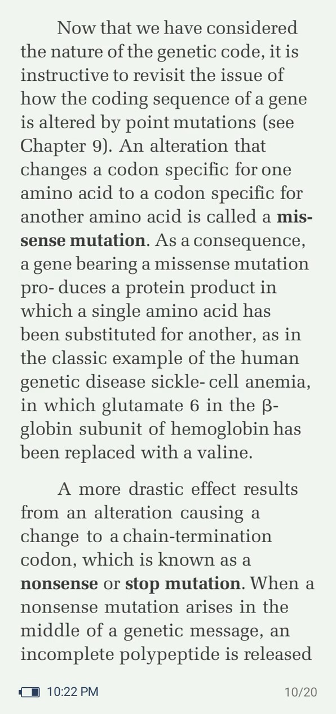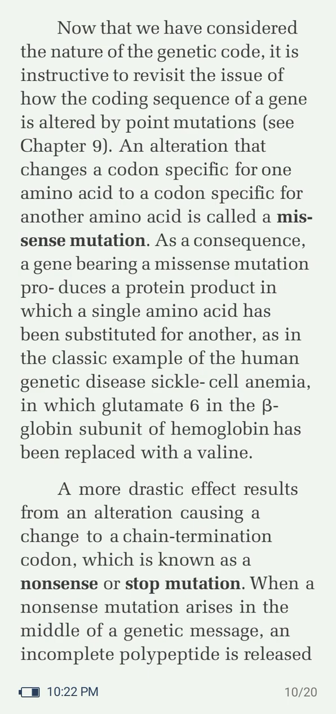amino acid has been substituted for another, as in the classic example of a human genetic disease, sickle cell anemia, in which glutamate 6 in the beta globin subunit of hemoglobin has been replaced with a valine. A more drastic effect results from an alteration causing a change to a chain termination codon, which is known as a nonsense or stop mutation.